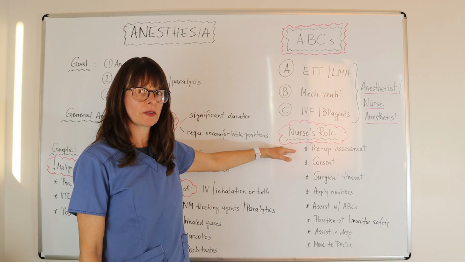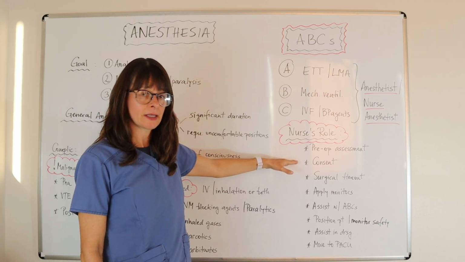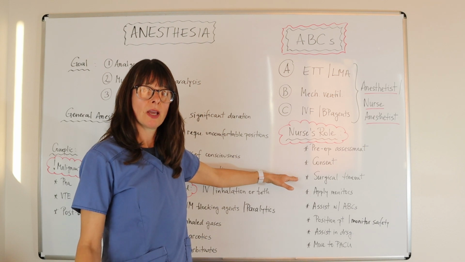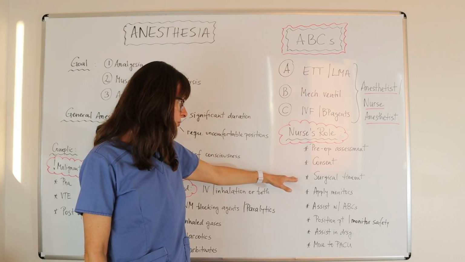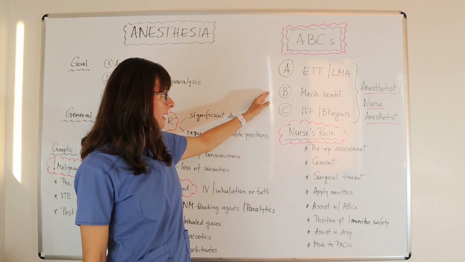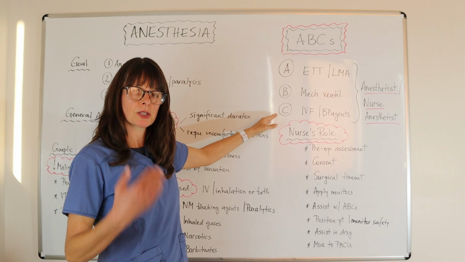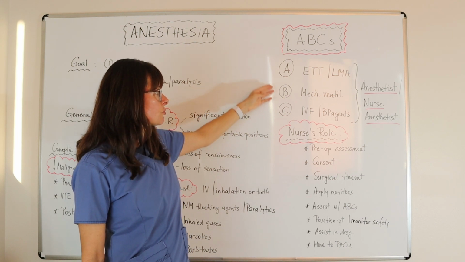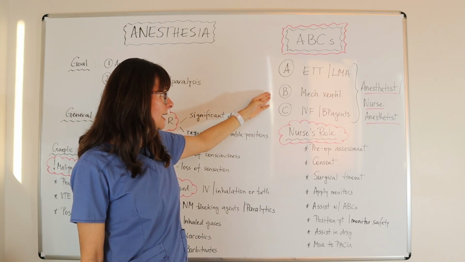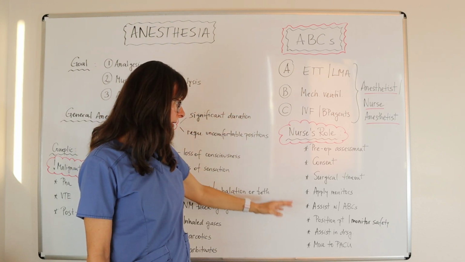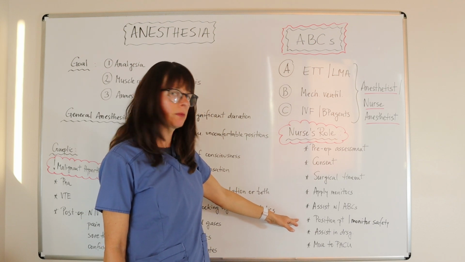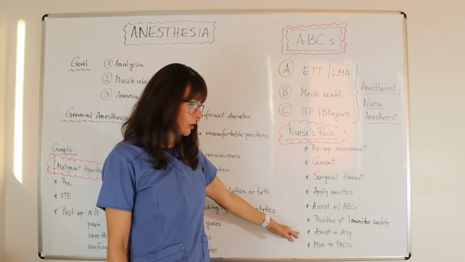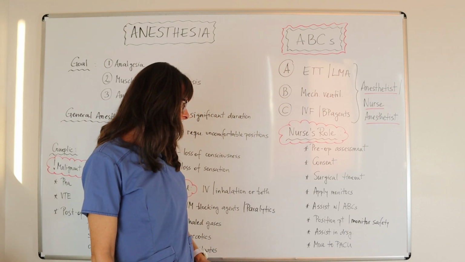Now, the nurse's general role is the pre-op assessment, making sure that the patient has met all the requirements that there are for surgery, that the consent is signed, that the surgical timeout has been performed to make sure we have the correct patient and we're going to perform the correct surgery on this patient. Apply any kind of monitors that will mostly be vital sign monitors as well as cardiac monitors. We will also assist with A, B's, and C's, so with the intubation, maybe the ventilation management, any kind of assistance that will be required there. The nurse's job is also to position the patient and monitor the patient for safety. Also the assistance in any kind of application of a dressing, and then moving the patient to the PACU, the post-anesthesia care unit.